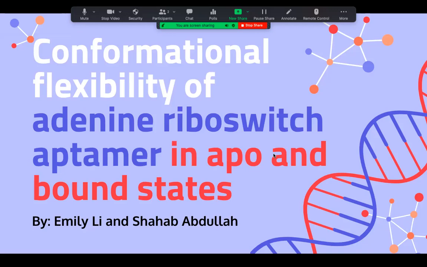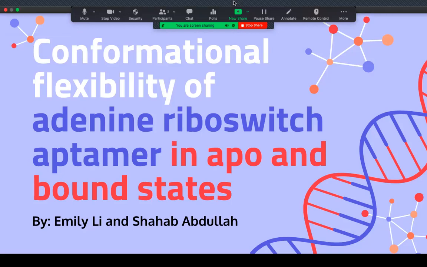Okay, so today, myself and my partner Emily are going to be presenting on a paper that goes in depth into the conformational flexibility and the mechanism of what's known as an adenine riboswitch. In particular, we'll be looking at specific domains within this RNA riboswitch and different states, and what those states configure to in different environments, and what we believe the overall mechanism looks like.